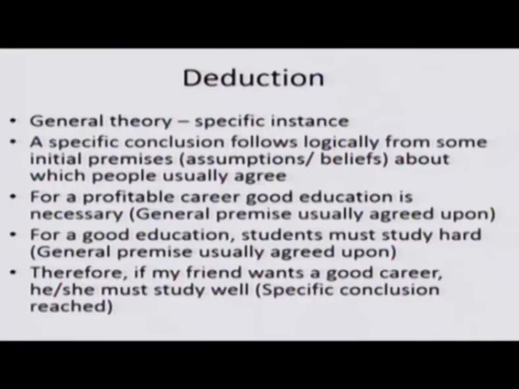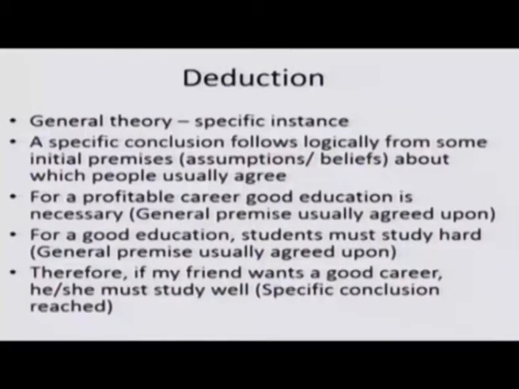Deduction, on the other hand, moves from general theory to specific instance. So, some general theory is there, it has been accepted, and you apply that to an individual case. So, a specific conclusion follows logically from some initial premises, assumptions, beliefs about which people usually agree.